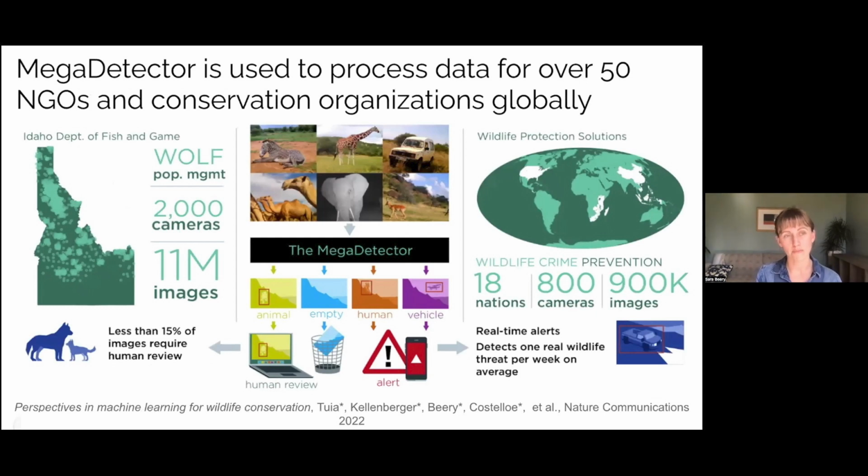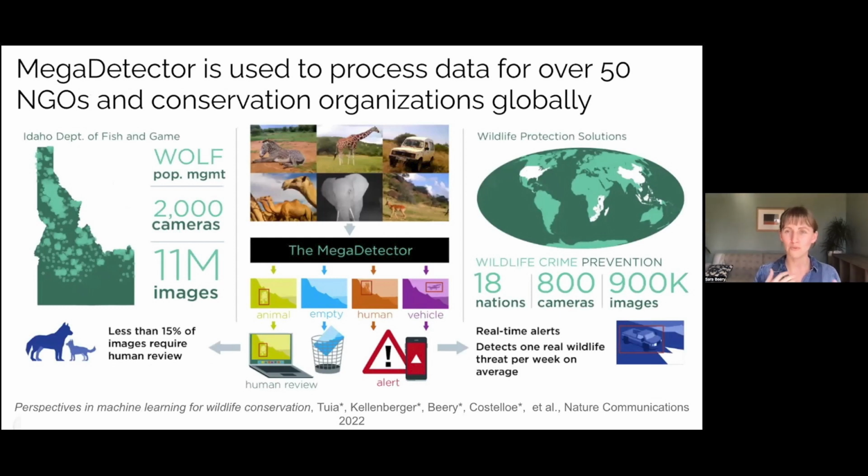It's used by the Idaho Department of Fish and Game for the 2,000 camera traps they use for wolf population management. And there they collect around 11 million images a season. And using our model, now they have to review less than 15% of those with humans, which means that for the first time in the history of this program, they're actually able to review the data the same year they collect it, which means that when they're making science policy decisions for years in the future, it's based on data that's close to real time, as opposed to previously, sometimes data that was 5 or even 7 years out of date.